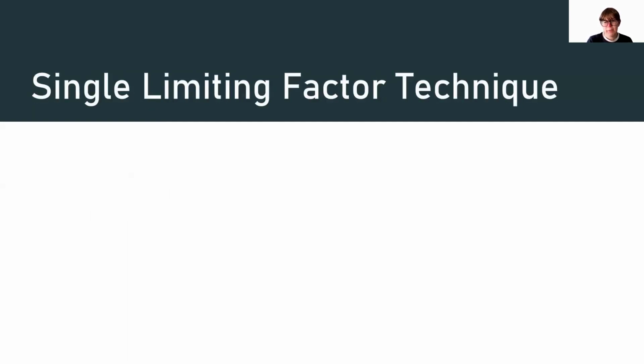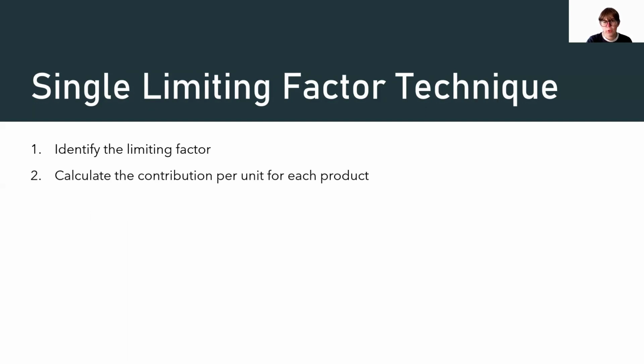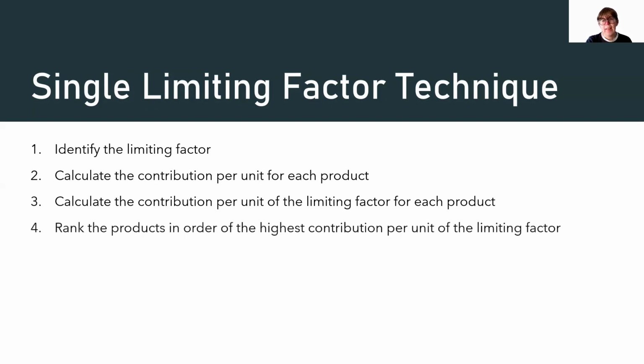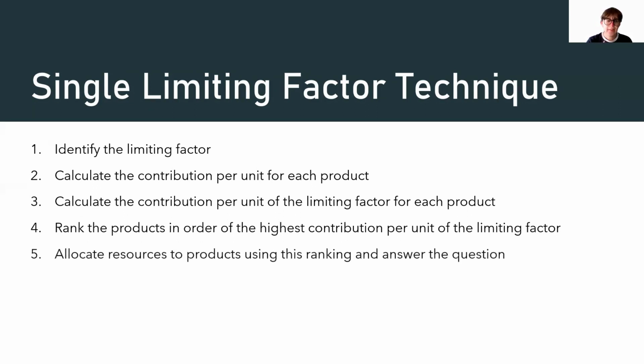So a single limiting factor technique can be used to work this out. In that scenario, you would first identify the limiting factor. You would then calculate the contribution per unit for each product, and then calculate the contribution per unit for the limiting factor for each product. Then you would rank the products in order of the highest contribution per limiting factor. The final step would be to allocate the resources that you have to the products using the ranking system that you have put in place.